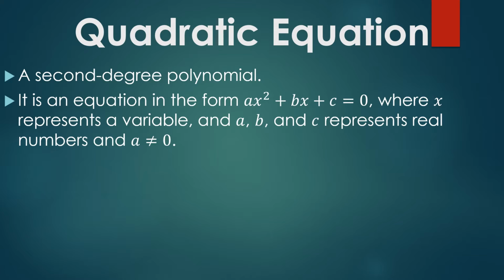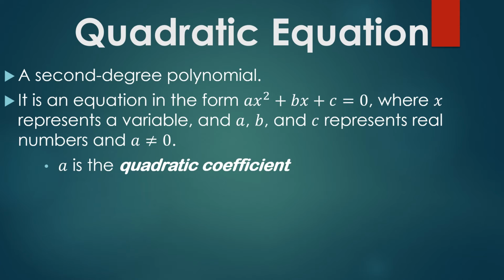It is an equation in the form ax squared plus bx plus c is equal to 0, where x represents a variable and a, b, and c represent real numbers, wherein the value of a must not be equal to 0. Because if the value of a is 0, it will no longer be a quadratic equation. It is a linear equation now.